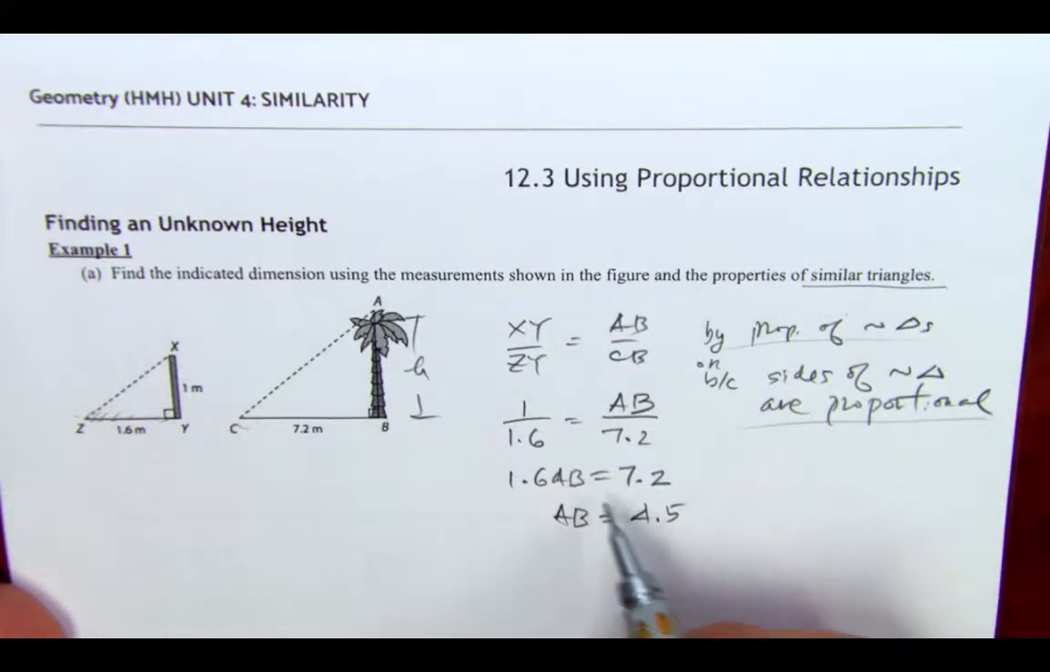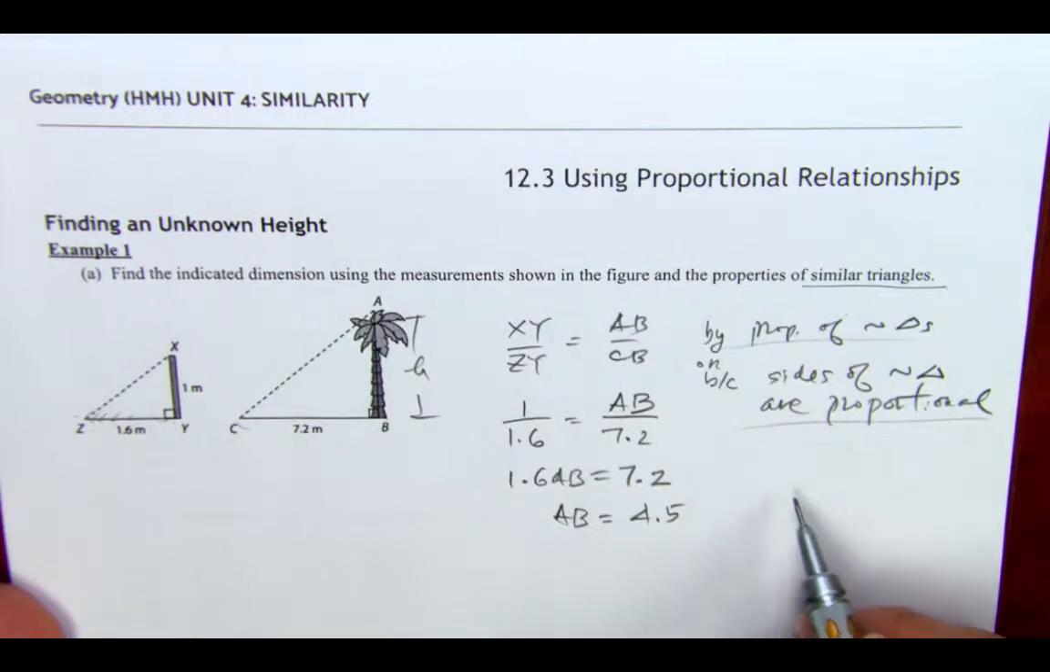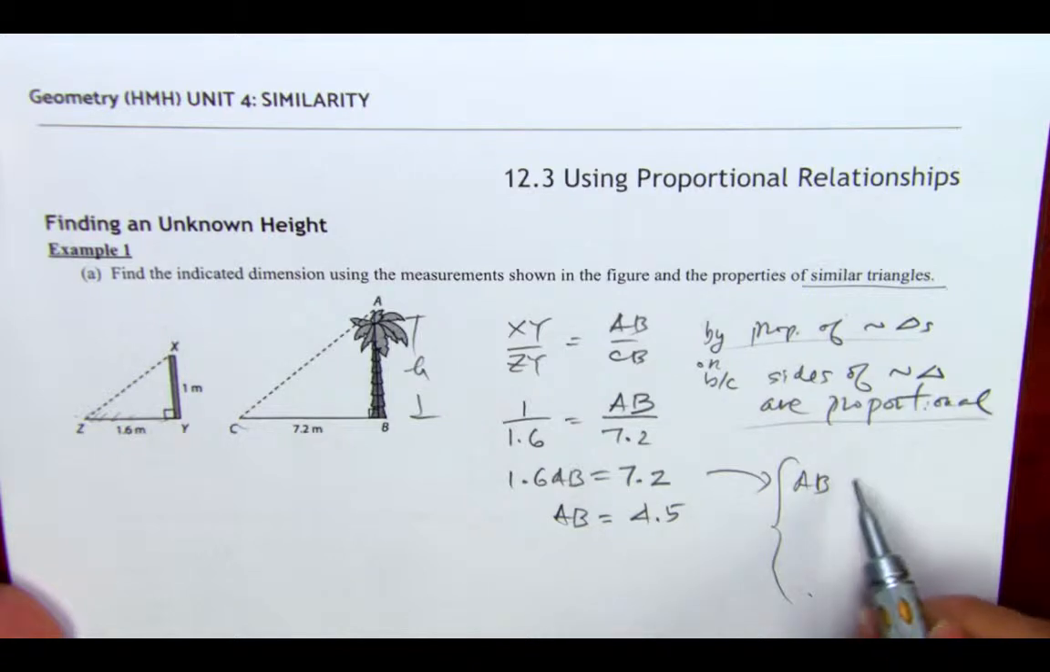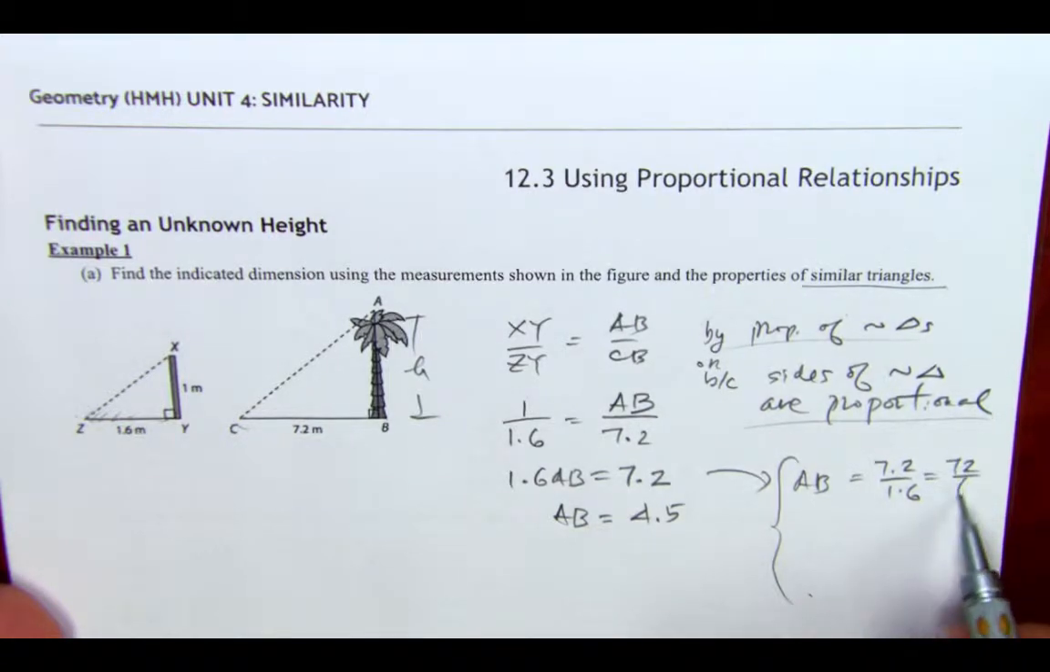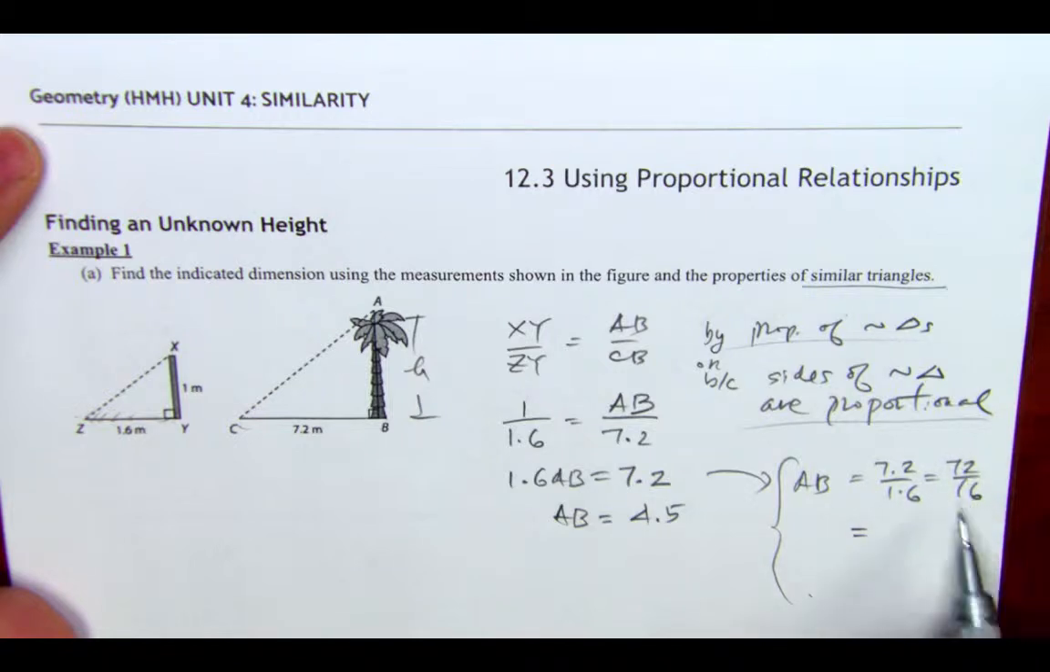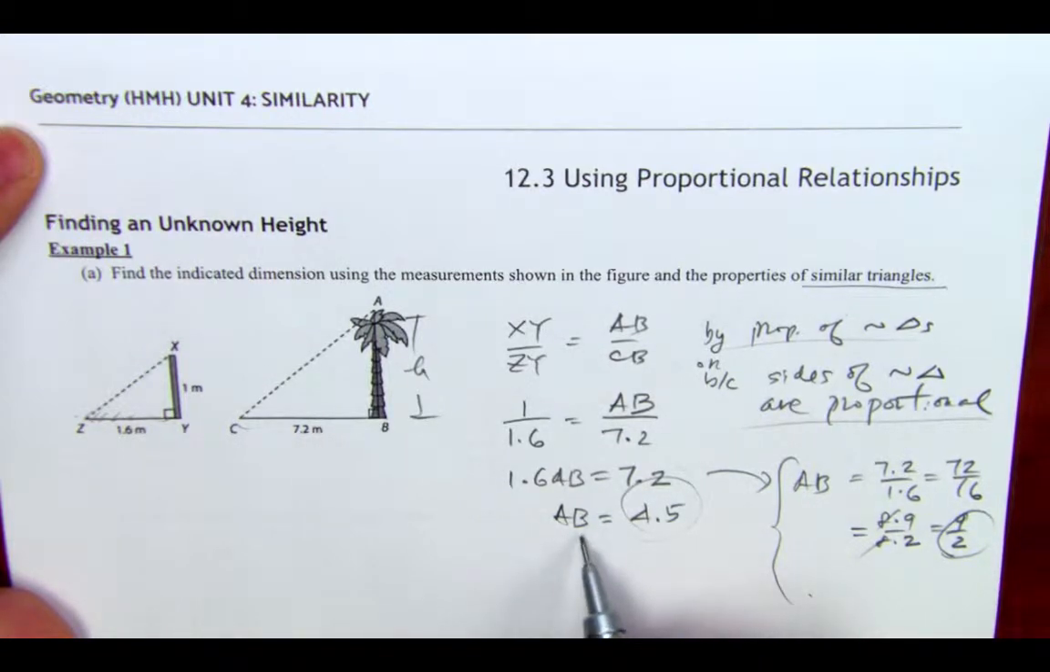One of the ways that I would do this calculation is that AB, so this is the in-between step right here, is 7.2 over 1.6, right? Or you could say 72 over 16. And at this point, what you can do is try to find a common factor. I see that that's 8 times 9, that's 8 times 2. That cancels, so the answer is 9 over 2, or simply 4.5 in this particular case. The height of the palm tree AB should be 4.5 meters.